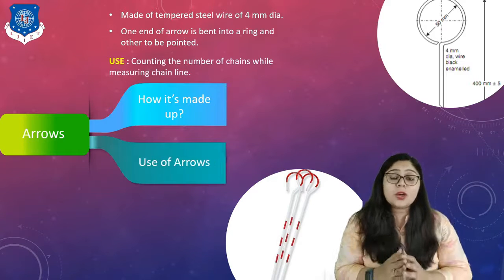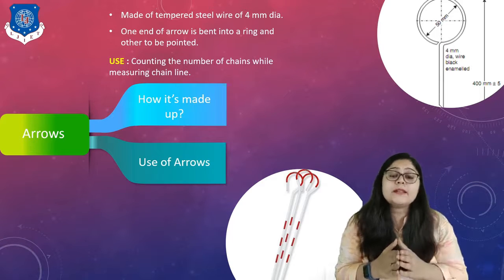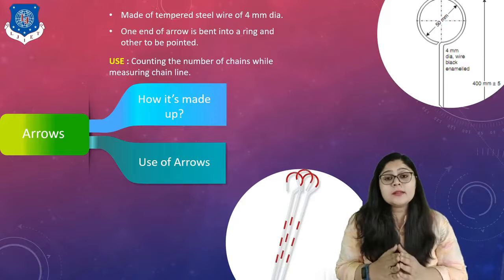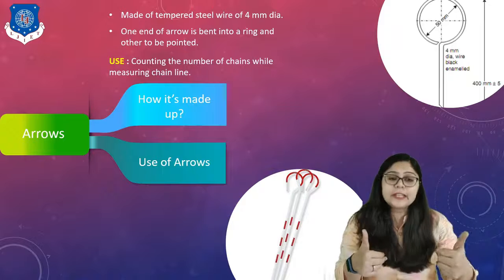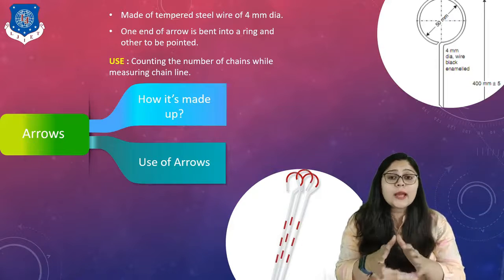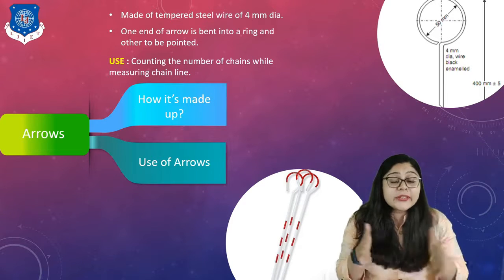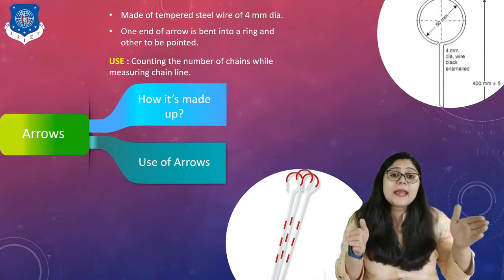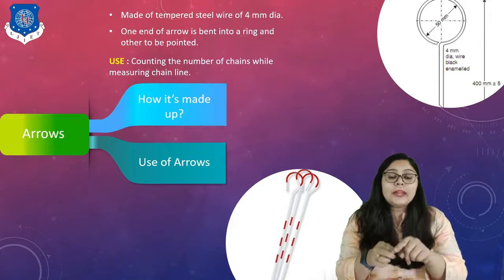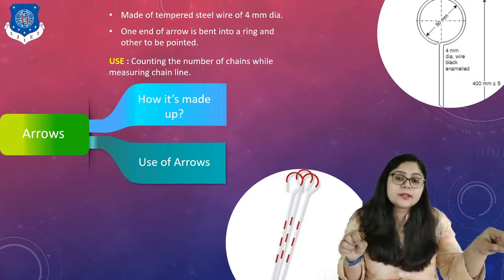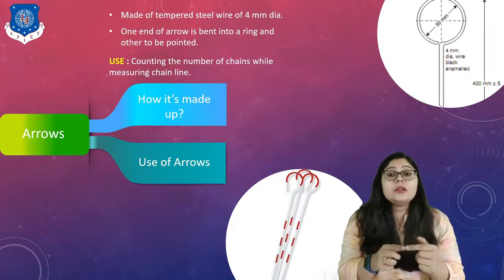The main purpose or use of this arrow is counting the number of chains while measuring the chain length. Suppose you go to the field and your main stations are station A and B, right? Generally, you have carried a 30 meter chain, but the original distance between station A and B is 50 meter. But when you reach there and unfold the chain and measure the distance, you find that station B is quite far. At that time, what should you do?